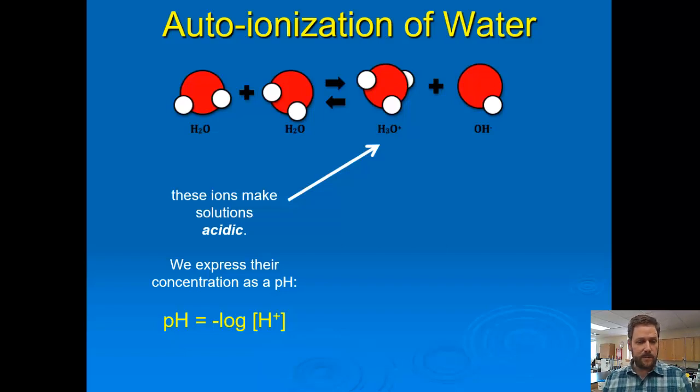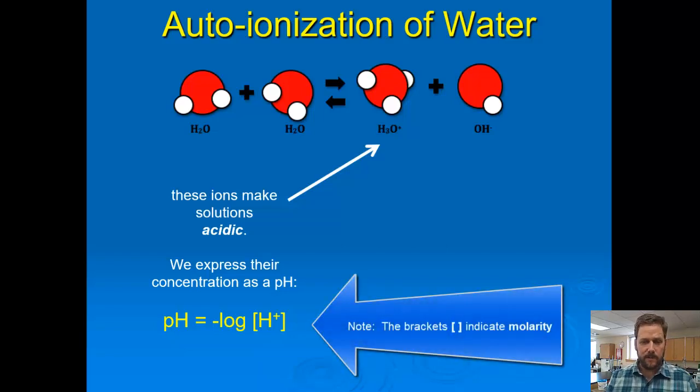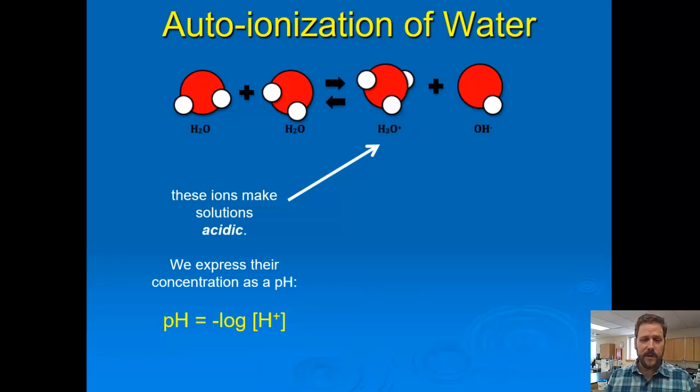Those are the ions that make a solution acidic, and we'll measure their concentration as a pH, or a power of hydrogen. Now, the letter P is sometimes described as standing for power, or sometimes from the French word puissance d'hydrogène, which means power of hydrogen, and sometimes potential of hydrogen, but it's defined mathematically as a negative logarithm of the concentration of hydronium ions.